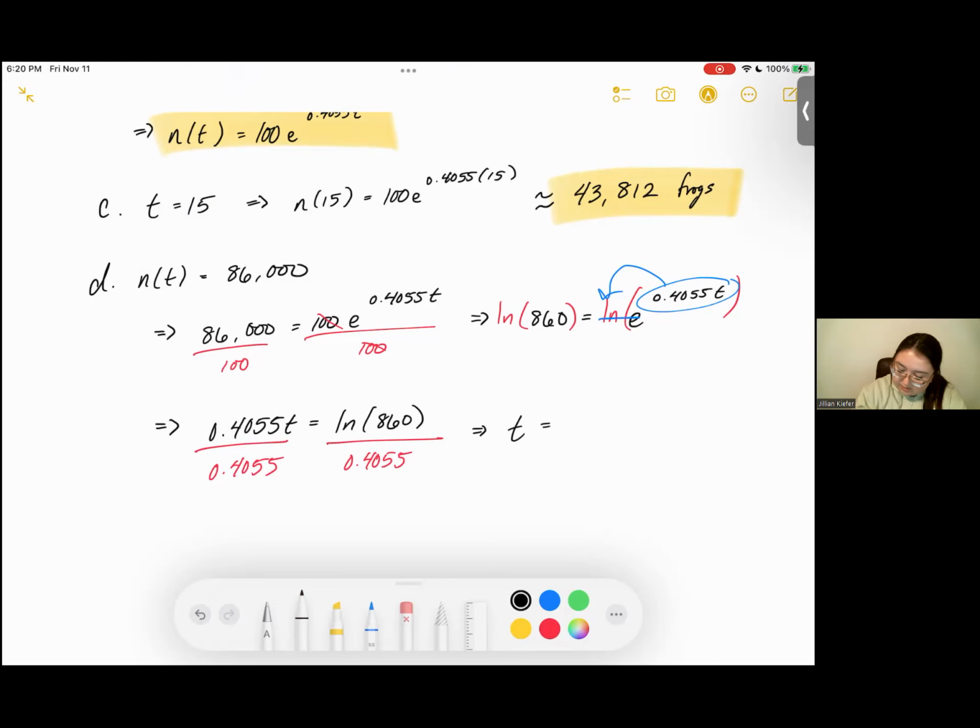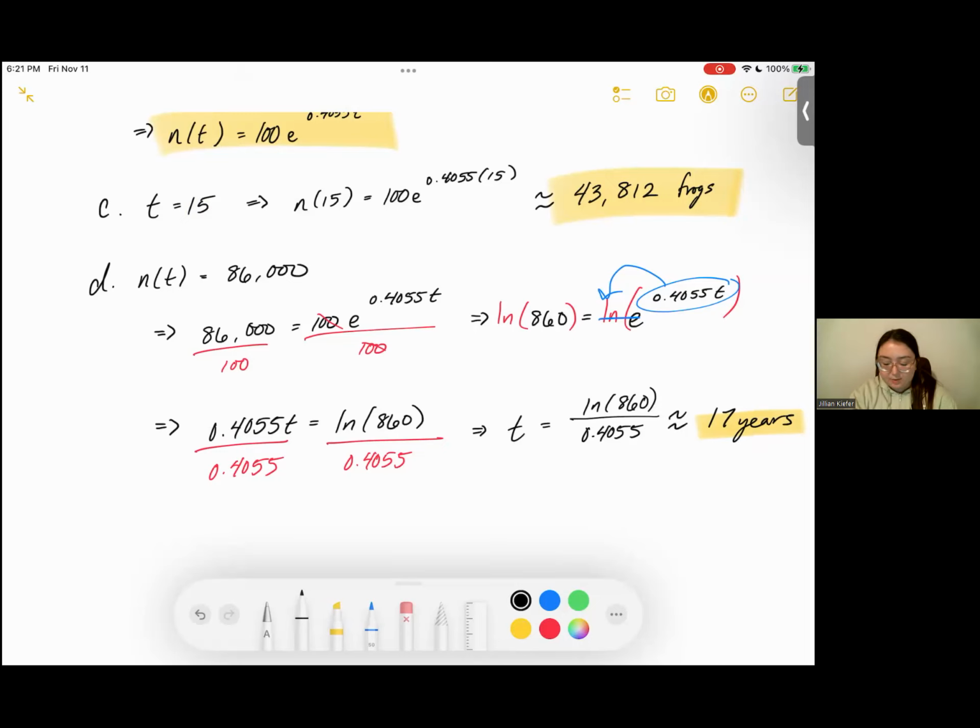This means t is equal to the natural log of 860 divided by 0.4055. Plugging that into a calculator, we want to round to the nearest whole number. So if we plug this value into a calculator, you should get 16.66 around there. But we do want to round to the nearest whole number. So this would be about 17 years. And there we have it.